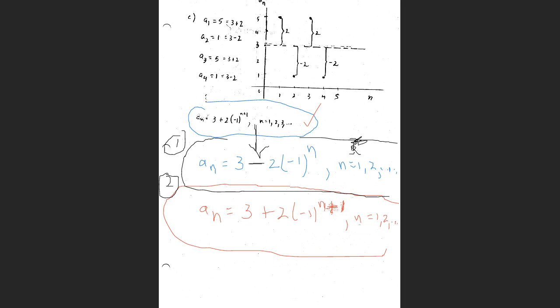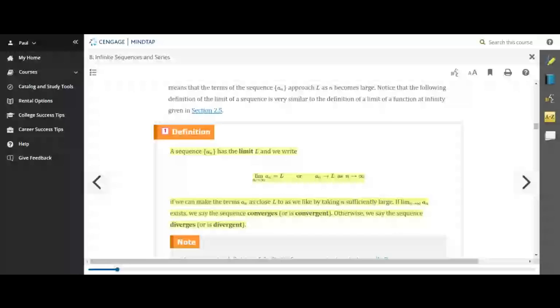So something of interest is whether a sequence of terms approaches a limit. This is of interest. We have this sequence of terms that goes on forever, but does the sequence approach a limit?